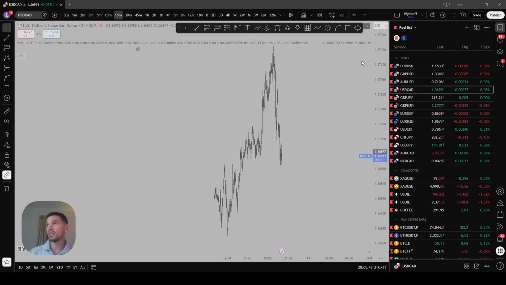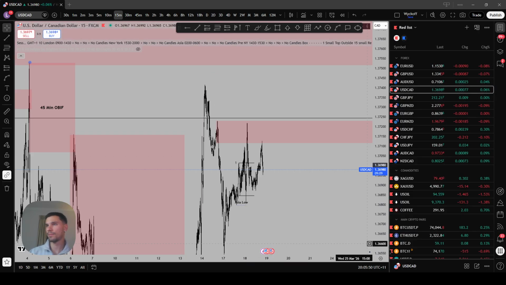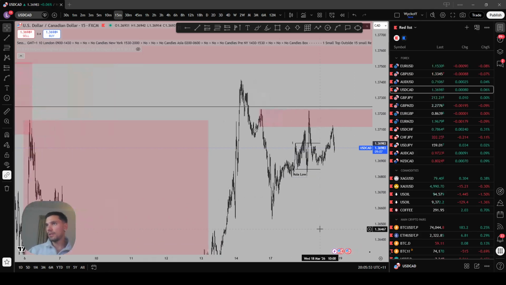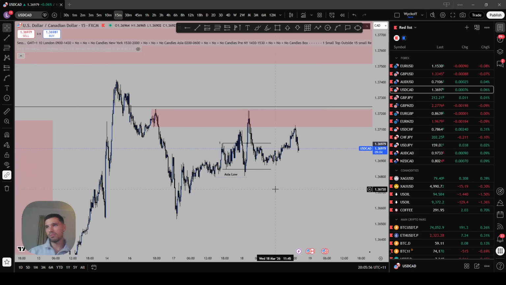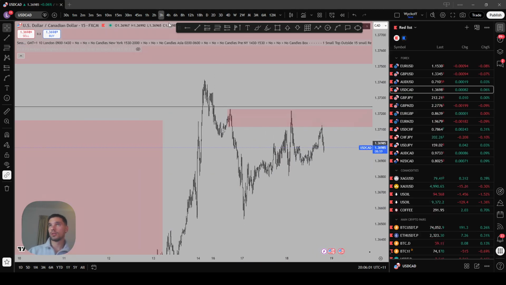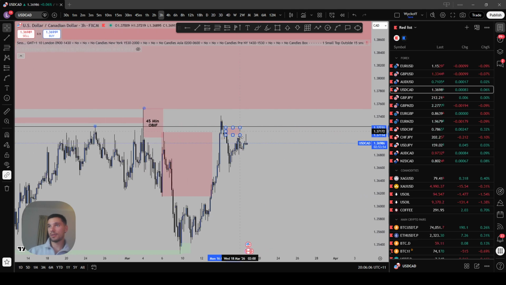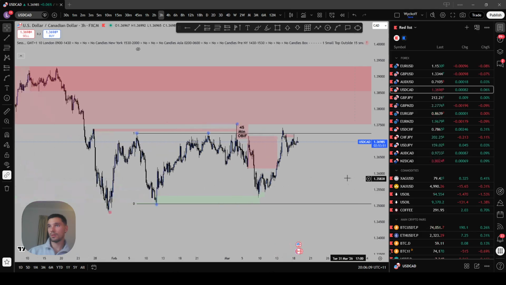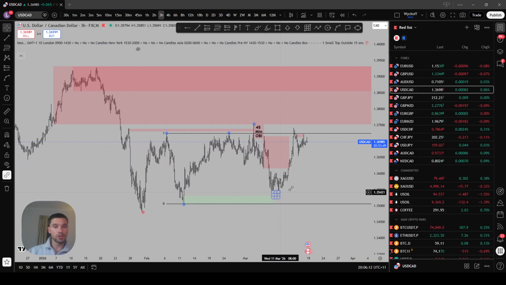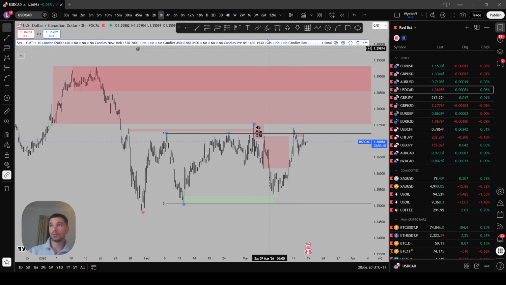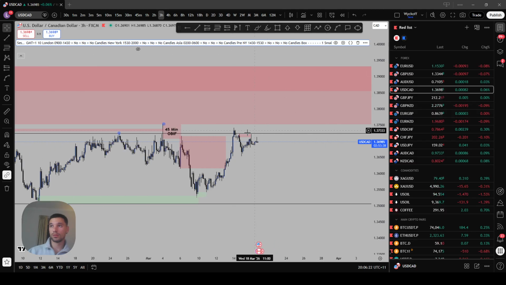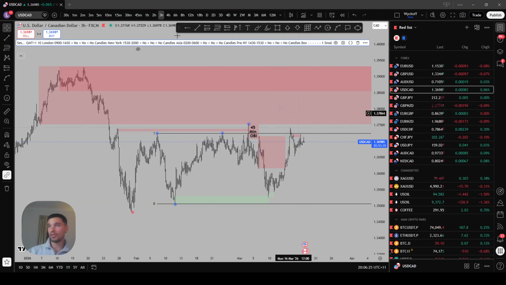Let's move on to USD CAD. What is happening here? Interesting potential, it sort of looks like a PO3. Higher time frame wise, we did mitigate this. We have some nice lows below us, but it is quite an aggressive move up into this range deviation.